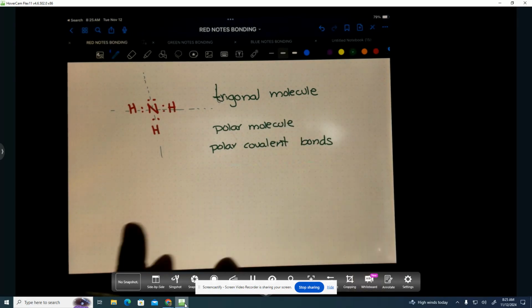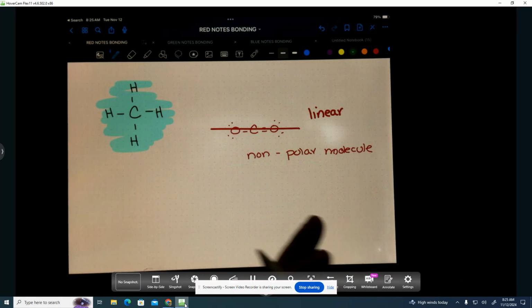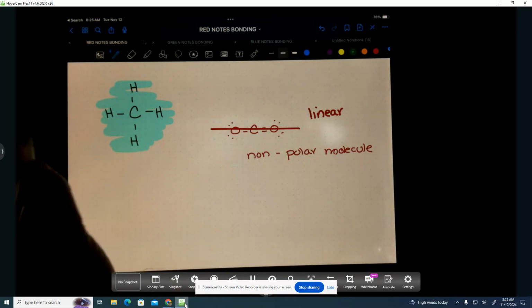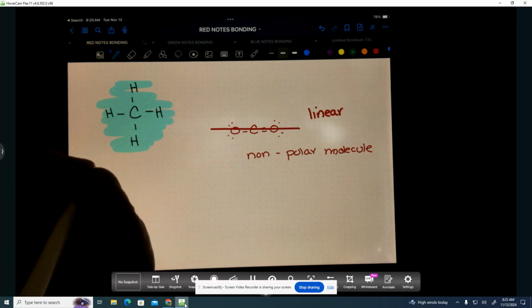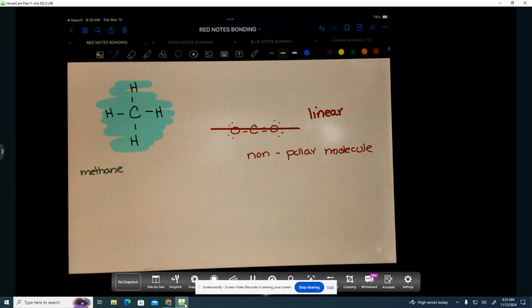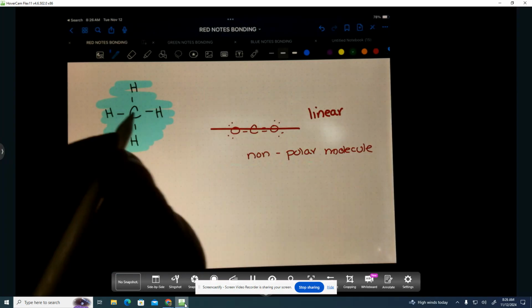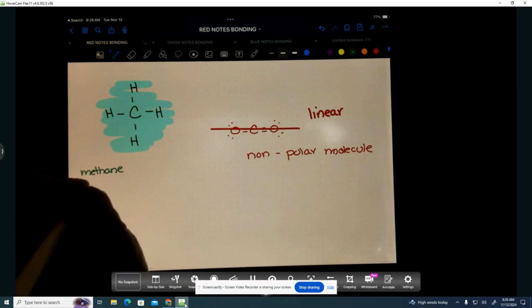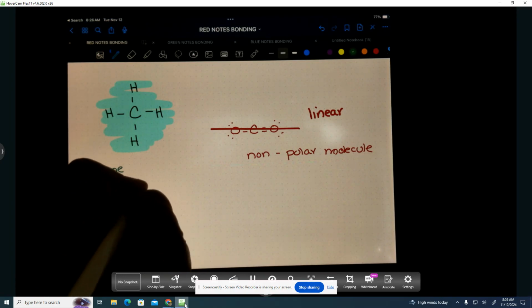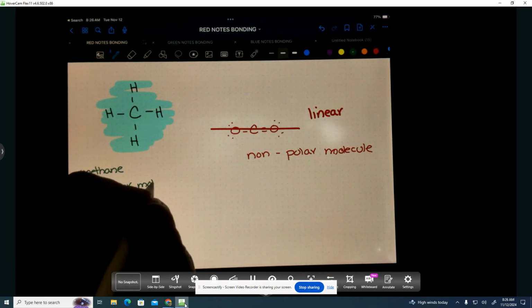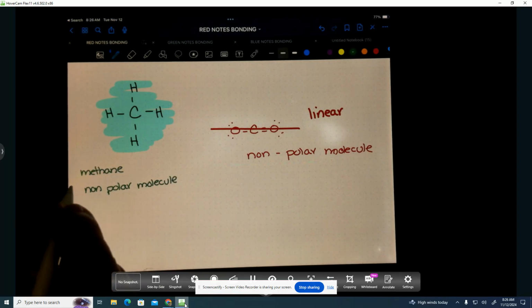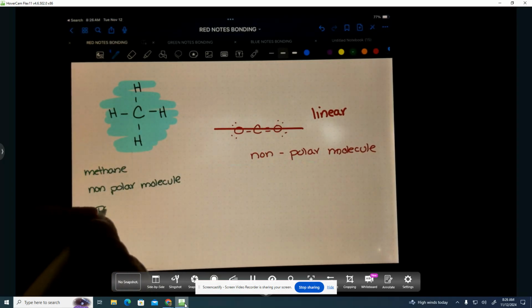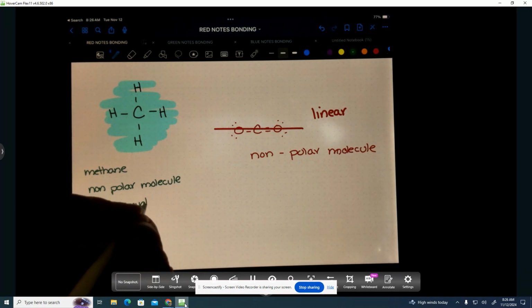All right, last one. Actually, I already drew it. It's right here. This one, right here. Okay. This is methane. That's the common name. Okay. Is that molecule polar or non-polar? Come on, hang in there. Is it symmetric or asymmetric? It is symmetric. So it is a non-polar molecule, with 4 polar covalent bonds.